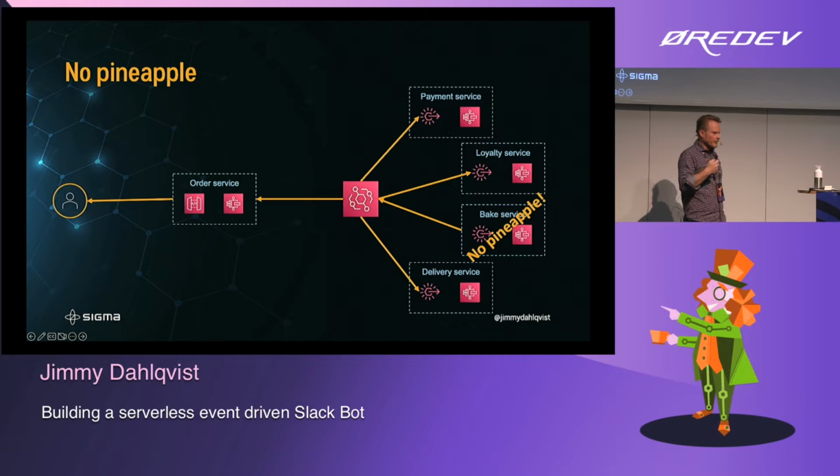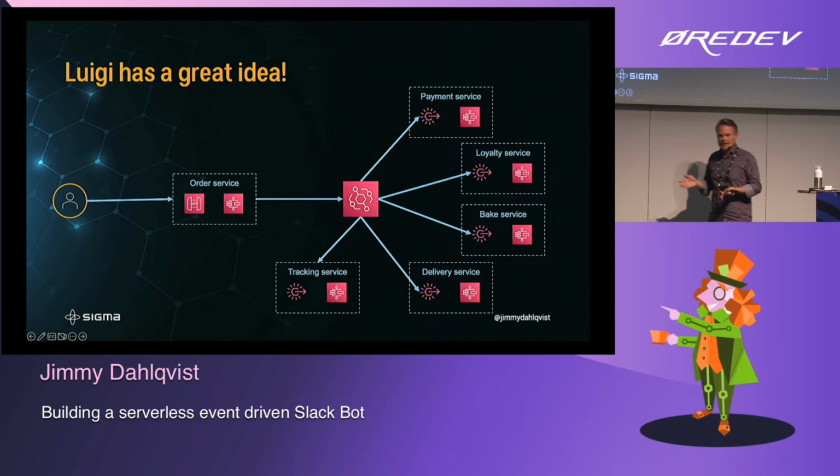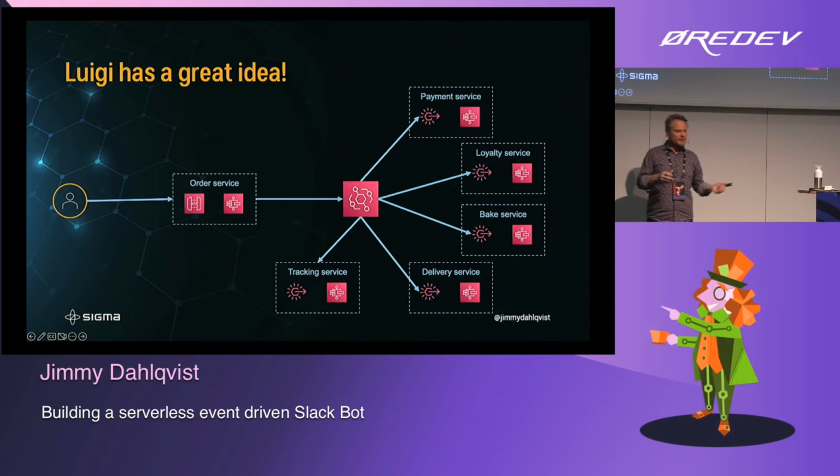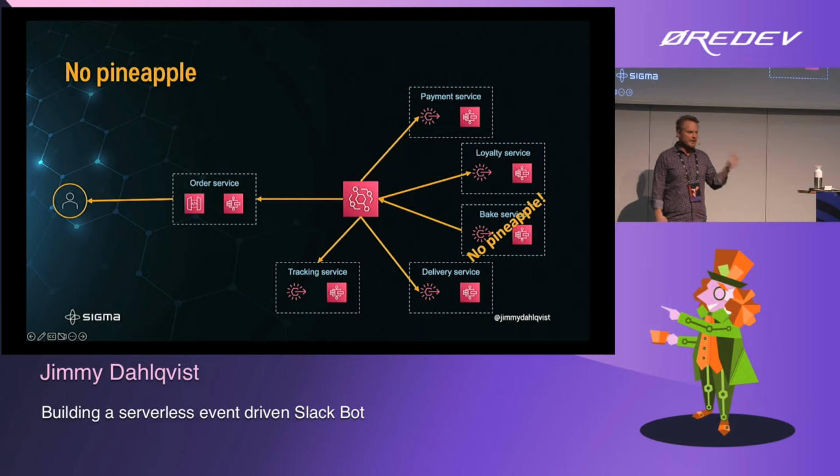Now, if you want to extend on this, let's say Luigi had one more great idea. He wants to add a tracking service to figure out what is our most popular pizza. Then extending on this is fairly easy. You create a new service, a tracking service, and you add that as a rule onto Amazon EventBridge. Now you're also observing order created. And if we cancel it, it is also observing order canceled. Meaning that extension is easy, each team can run on its own and operate on its own.